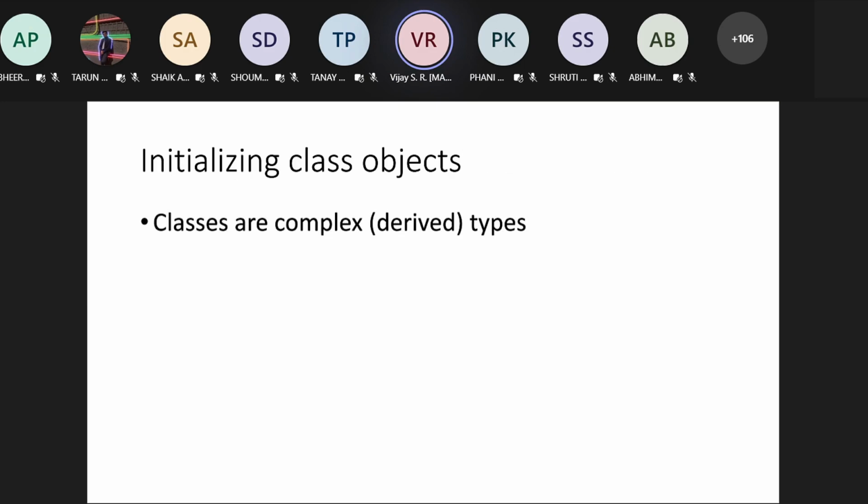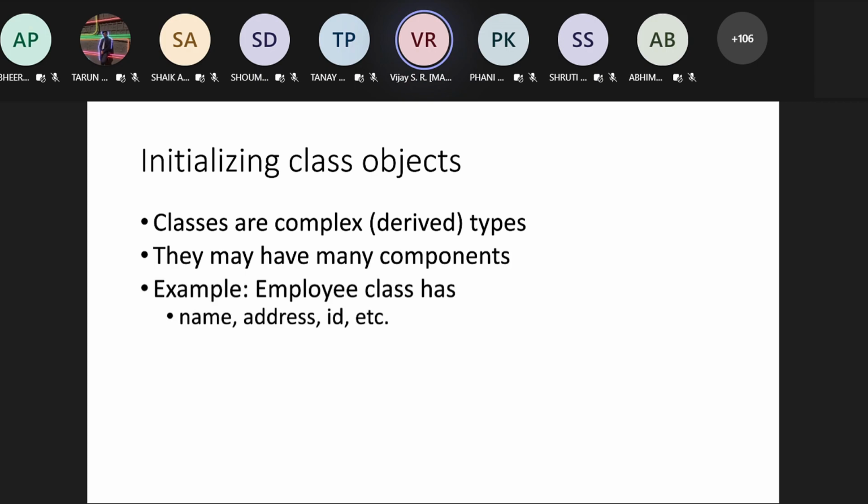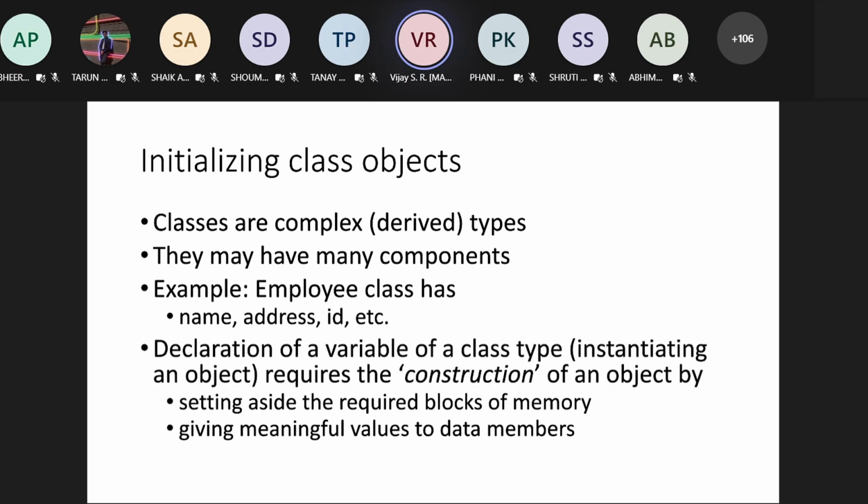Now initializing class objects. How do we do this? Classes are complex data types or derived data types, so they will have many components. For example, an employee can have name, address, ID, etc. When you declare a variable of this class, it requires the construction of an object. When you do construction, you're supposed to allocate the required blocks of memory. Maybe an employee can take 50 bytes of storage. So you are supposed to allocate 50 bytes of storage to that employee object.